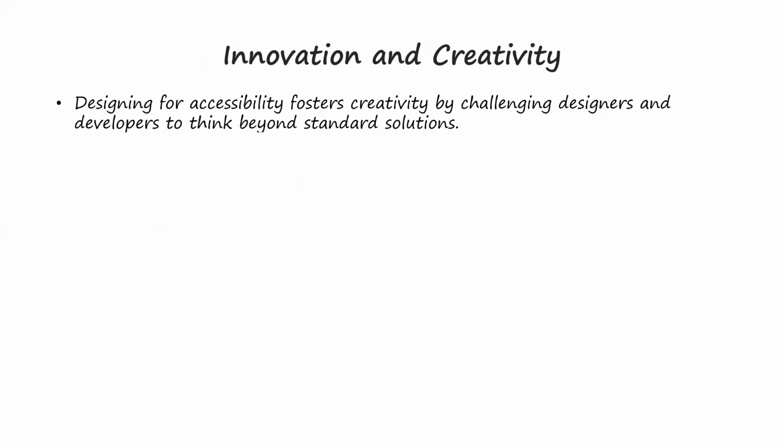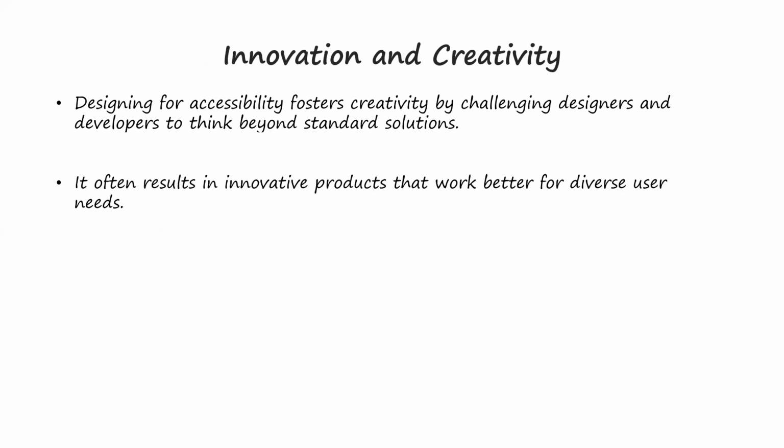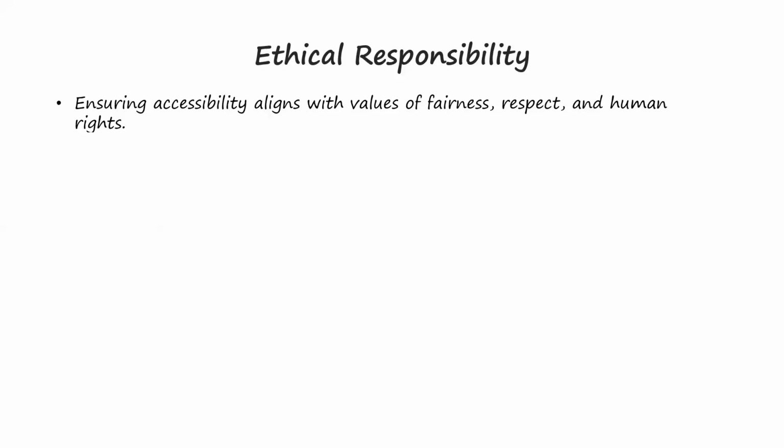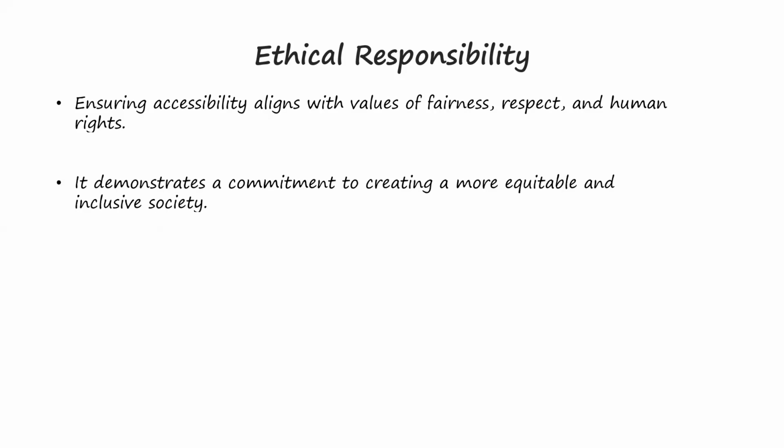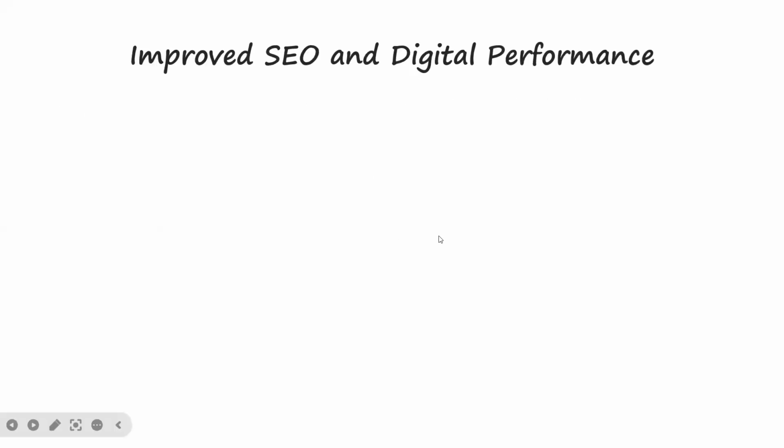Innovation and creativity. Designing for accessibility fosters creativity by challenging designers and developers to think beyond standard solutions. So it often results in innovative products that work better for diverse user needs. Ethical responsibility. Ensuring accessibility aligns with values of fairness, respect, and human rights. So at least you also consider people who have disabilities. It demonstrates a commitment to creating a more equitable and inclusive society. So please, when you're building your application, always ensure accessibility. It benefits you and benefits others.